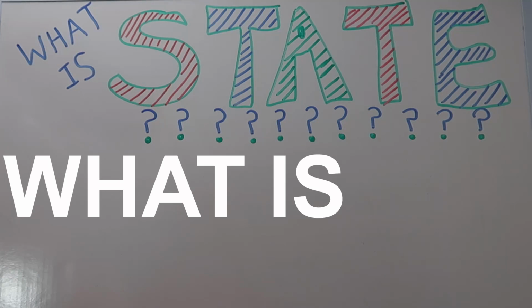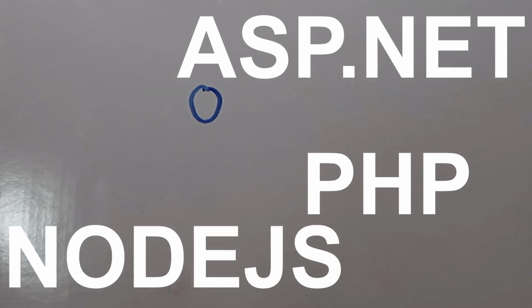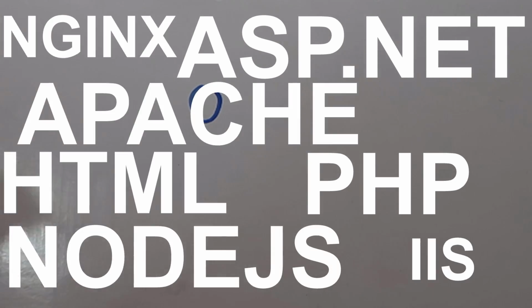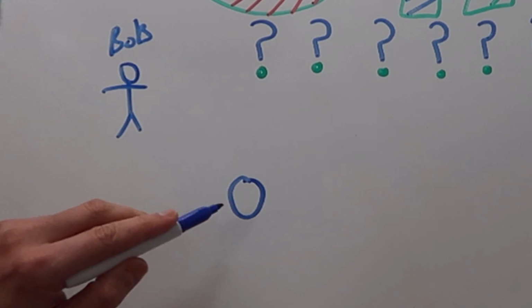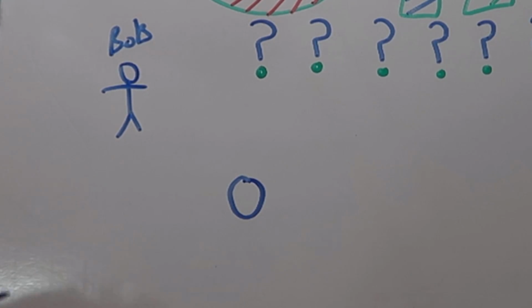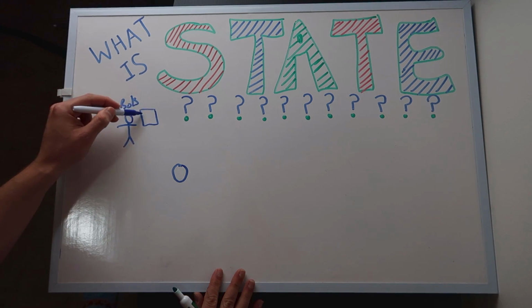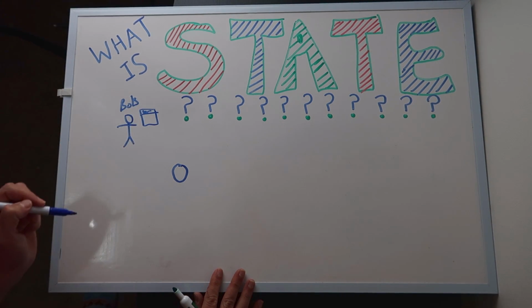So what is state in software? So let's say we have an application. This could be an ASP.NET, a PHP application, some Apache web server. It doesn't really matter. We have our customer, Bob. Let's say, for example, this server hosts our company website. Now, Bob opens up the browser and types the address of the website in the browser.